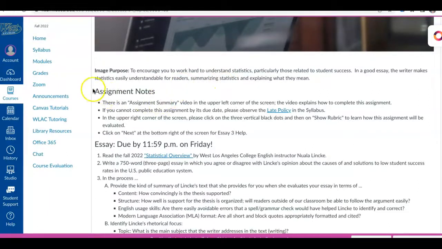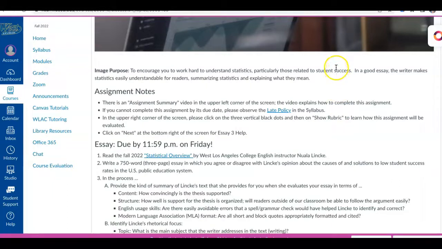Up at the top here, we have assignment notes. These notes are very important. Please read them. You need to be aware of the late policy in the syllabus for assignments and also aware of where the rubric is for this assignment. The rubric, of course, explains how you will be evaluated for this assignment.